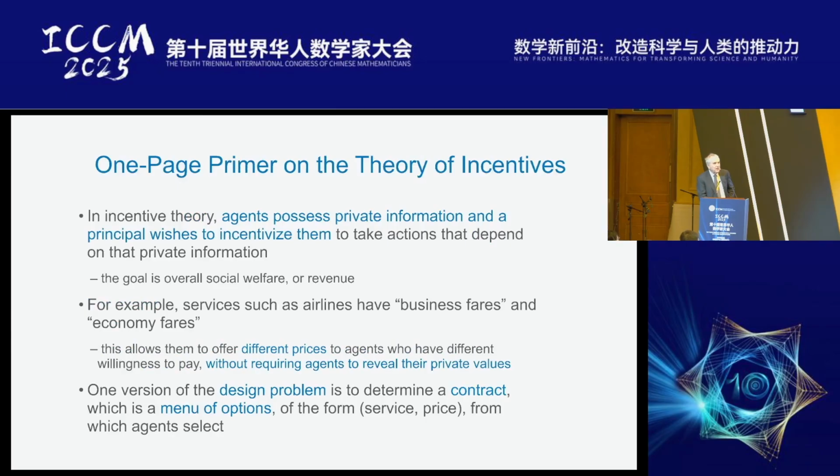Okay, so the last part of the talk, I'm going to get to a theorem. I'm going to start with the theory of incentives. This is an area of economics. There have been Nobel Prizes for it. It's a very important area. It's this thing I've talked about. Agents have private information, and a principal wants to incentivize them to take actions that the principal wants. And the goal is not just for one person to make money. The goal is for the overall system to have high social welfare. That's the design goal.